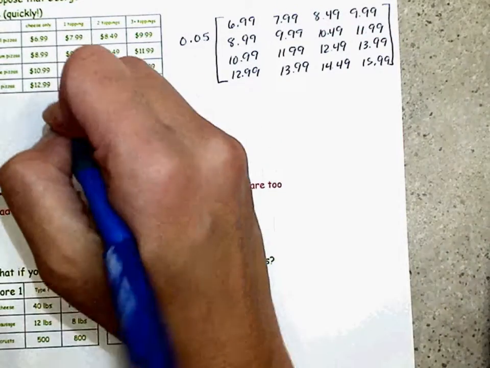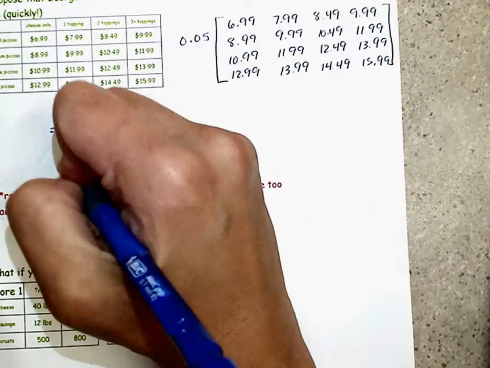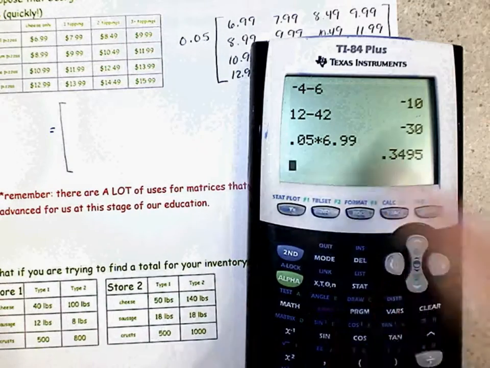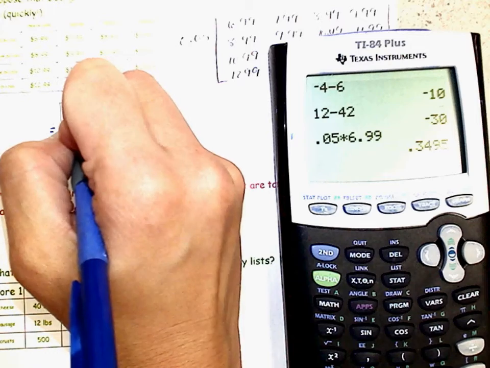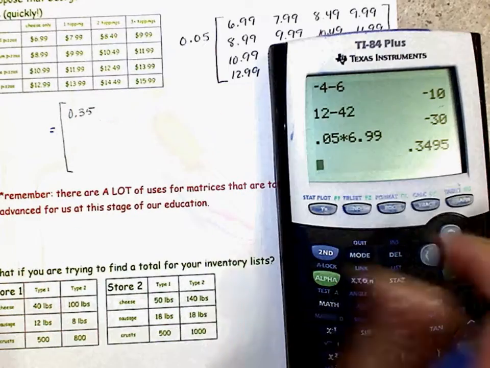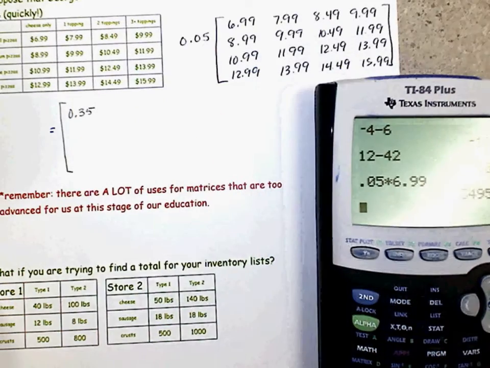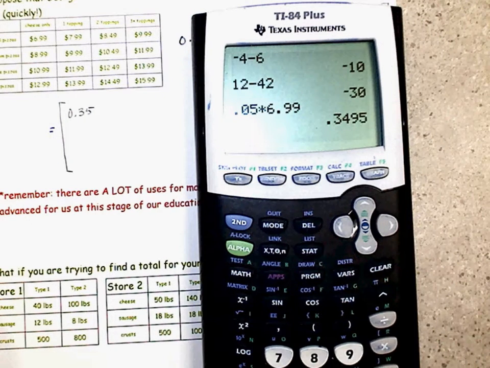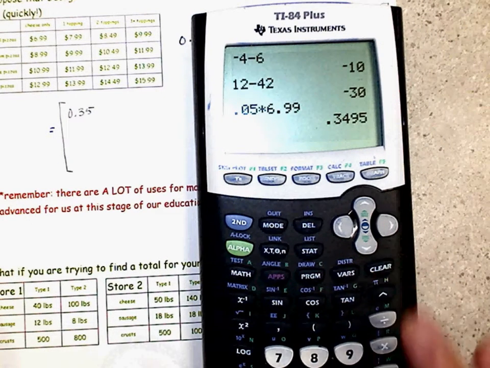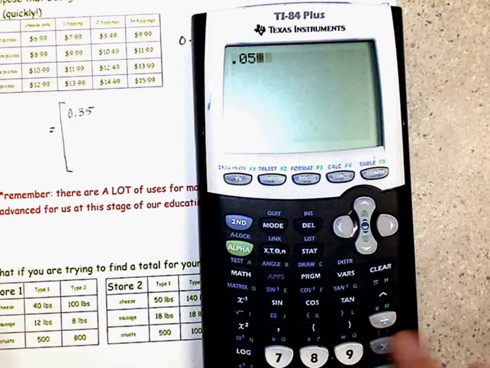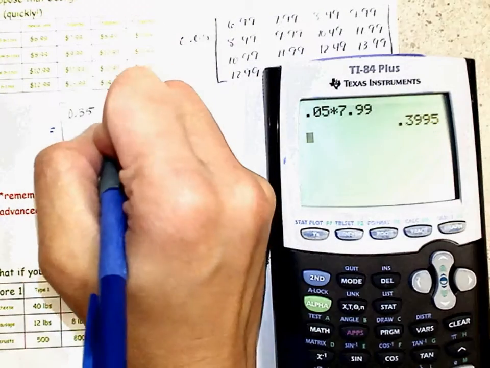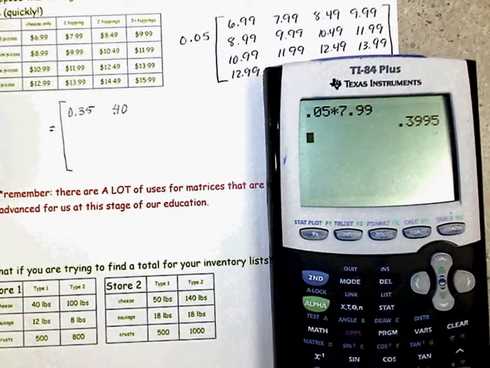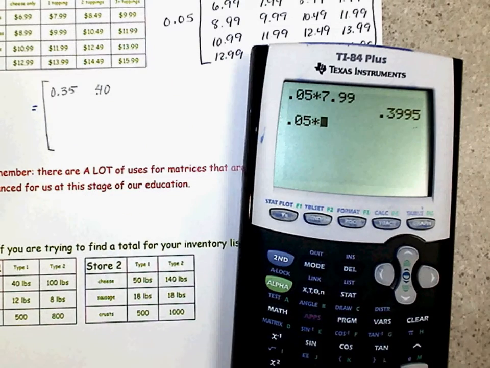So I'm going to take each one of them, times it by 6.99. So that gives me 0.35. So I'm going to add 35. Okay? So let me clear all that. 0.05 times 7.99. So that'd be 40 cents. Okay? 0.05 times 8.49.